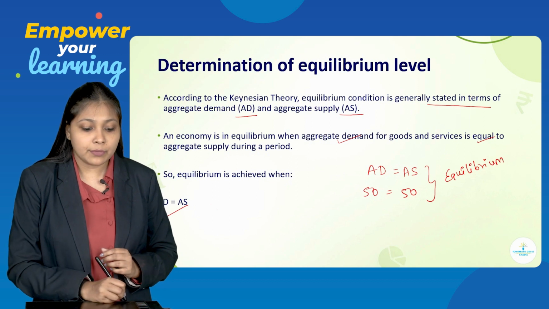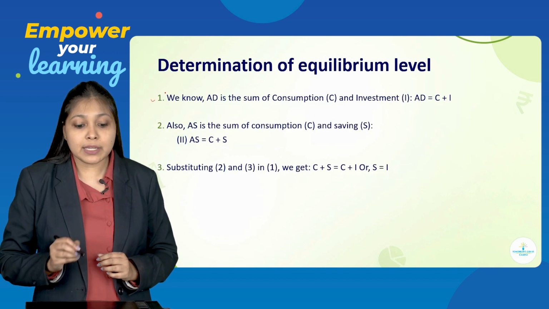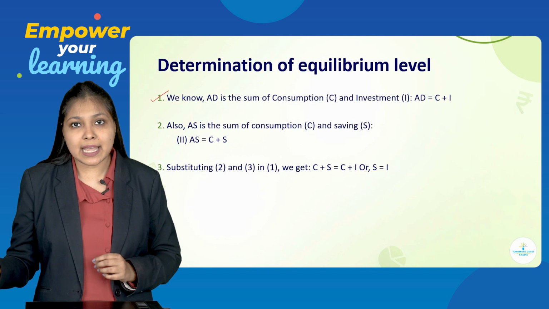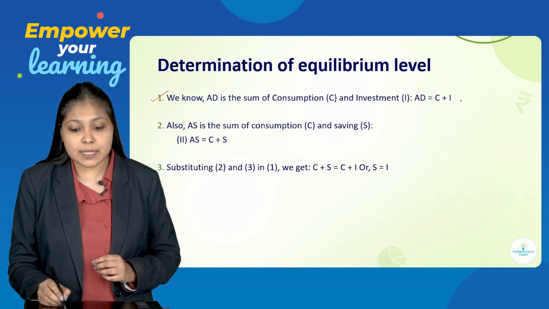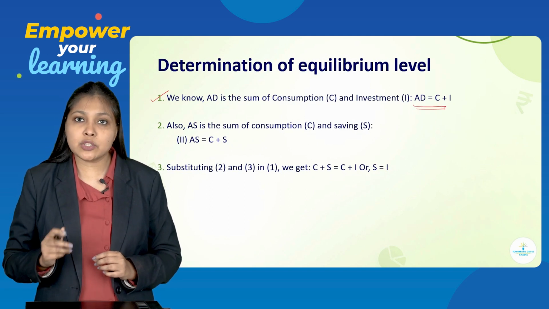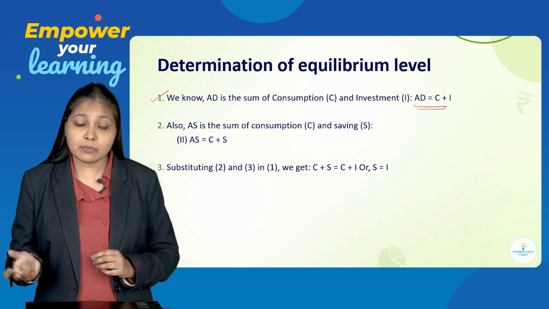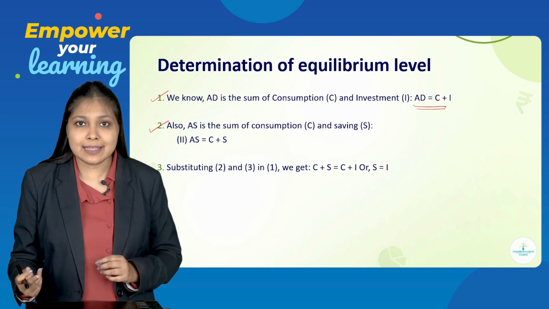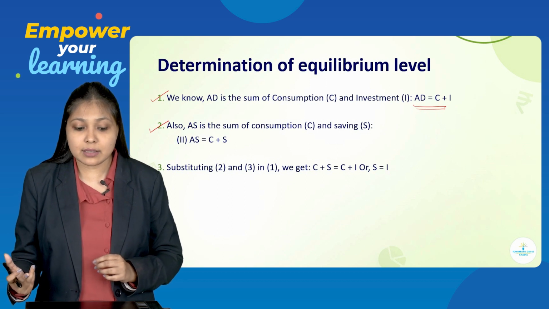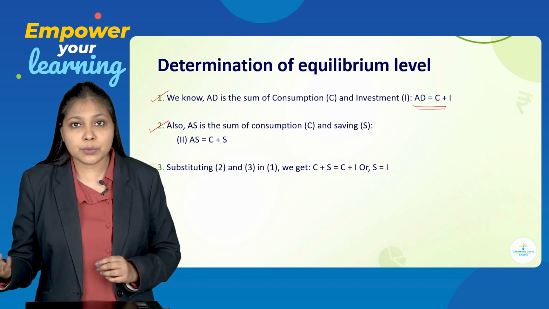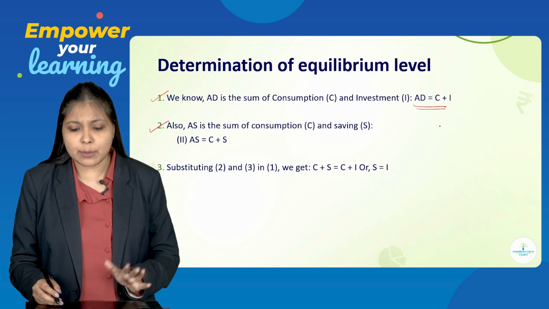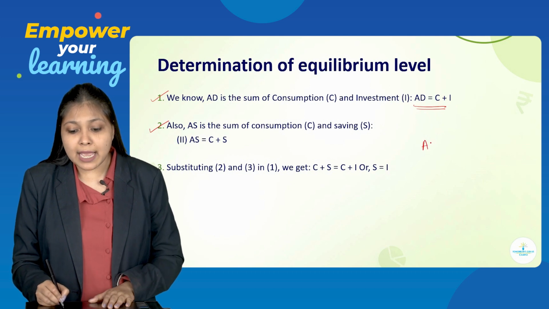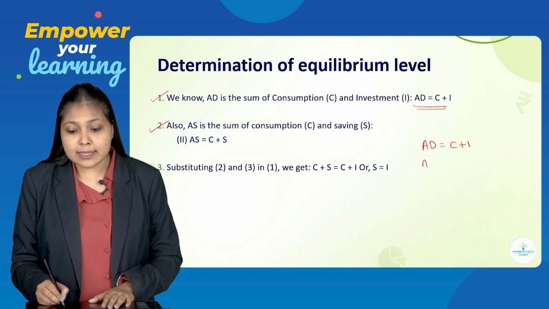So first we know AD is the sum of C and I. So AD is equal to C plus I, consumption expenditure plus investment expenditure. We also know that AS is the sum of C and S, that is consumption and savings. Now we are going to substitute it in the formula. Simply what you have to do, we know that AD is equal to C plus I. We know that AS is equal to C plus S.